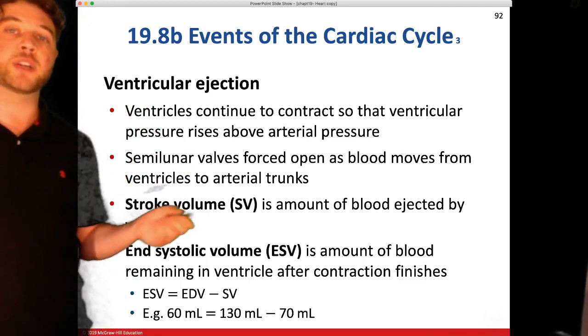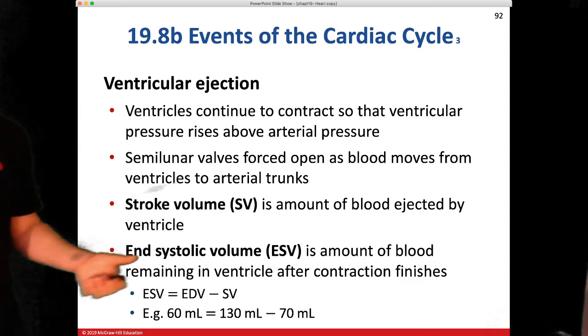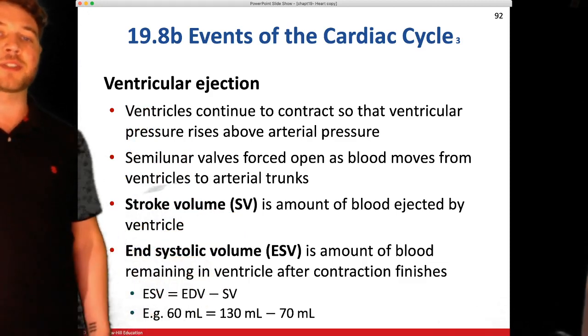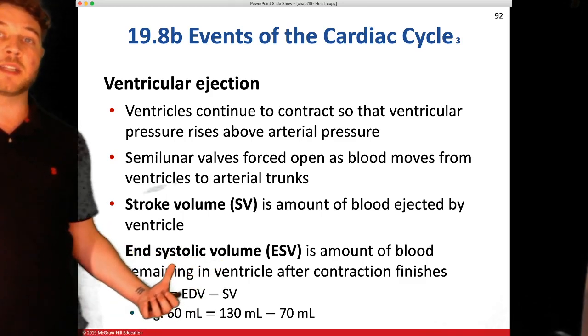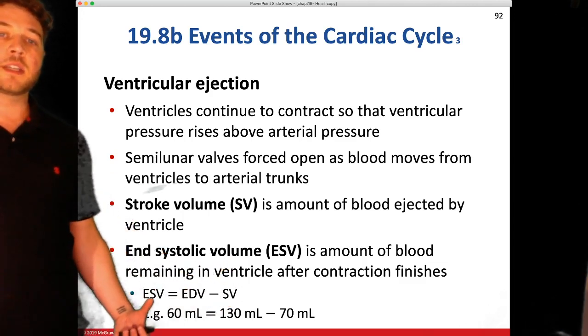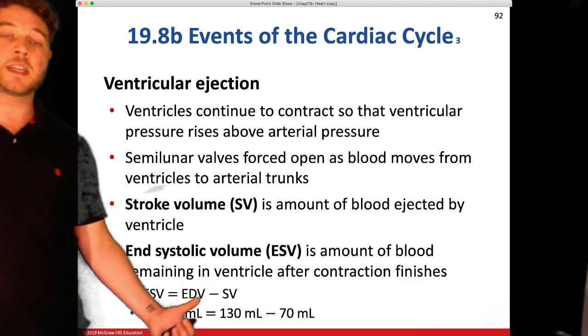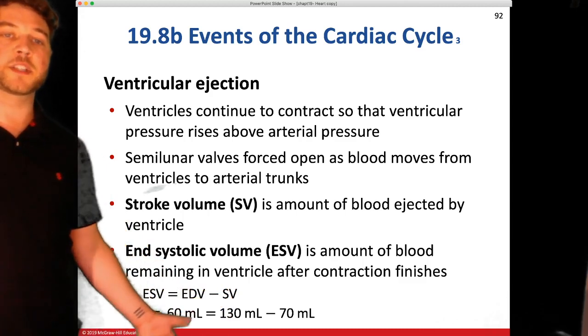The ventricles have their EDV, but does EDV actually equal SV? The end systolic volume is the amount of blood remaining in the ventricle after contraction finishes. So essentially your ESV, systolic meaning the contraction phase. So at the end of the contraction phase, what's the volume? The ESV should equal the EDV, the end diastolic volume, what their volume was when they were filling, minus how much they pumped. It's not always going to be completely equal.